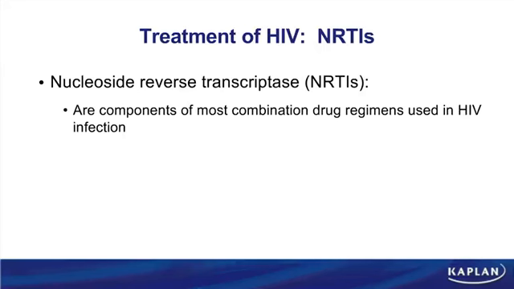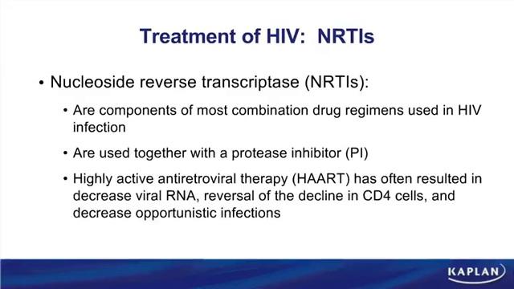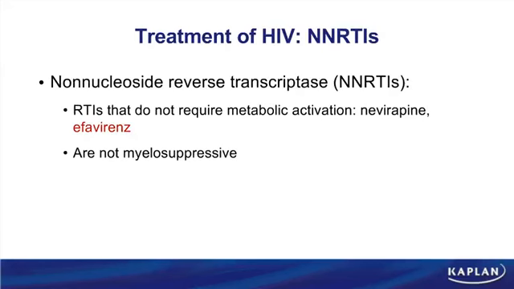Oftentimes, an NRTI is used together with a protease inhibitor. Combination therapy is the rule for treating HIV. We call this highly active antiretroviral therapy, also known as HAART. HAART therapy can result in decreased viral RNA and reverse the decline in CD4 cells. All of those opportunistic infections that might occur as you're becoming immunosuppressed, in fact, are responsible for the morbidity and possible mortality with HIV.